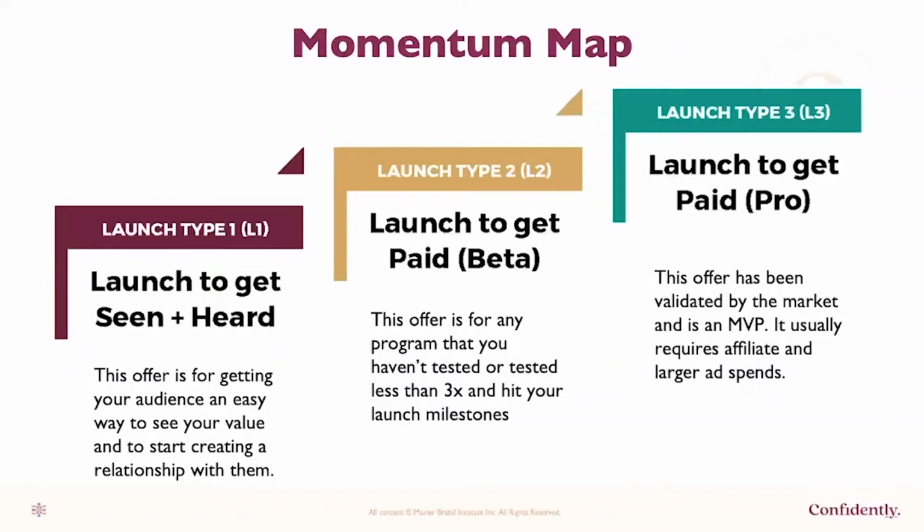And that doesn't mean you don't get paid those 3 times. You actually get paid, but you find out a lot about your offer and how to refine it and decide if you want to graduate it to the L3, which is what we call a pro launch. This offer has been validated by the market and is considered an MVP, which means it's called a minimum viable program, meaning it's been tested in the market using the L1 and the L2.